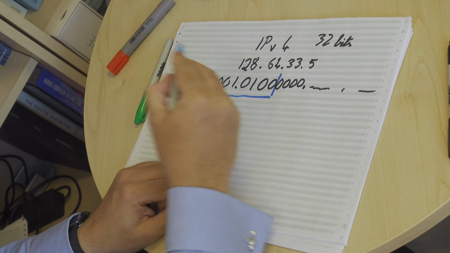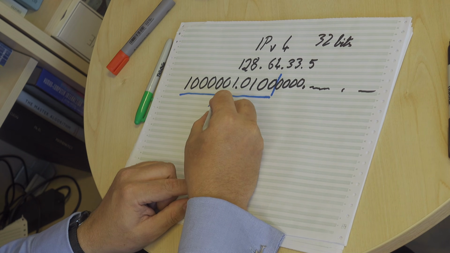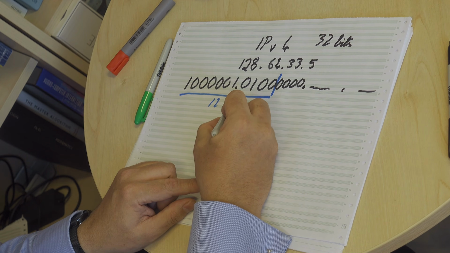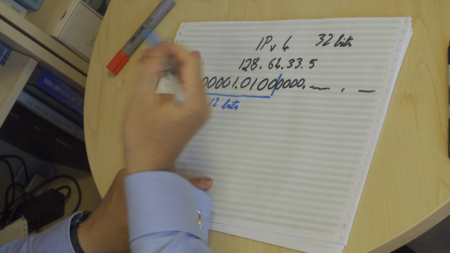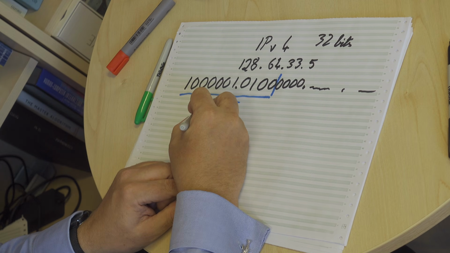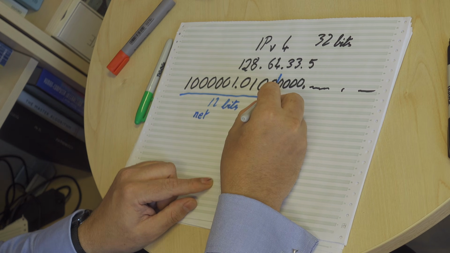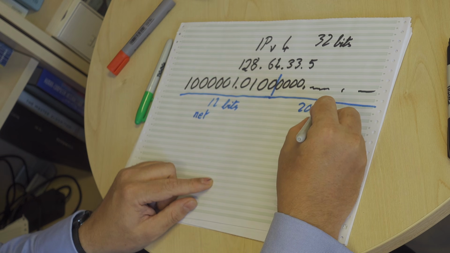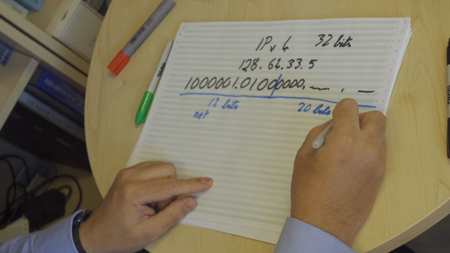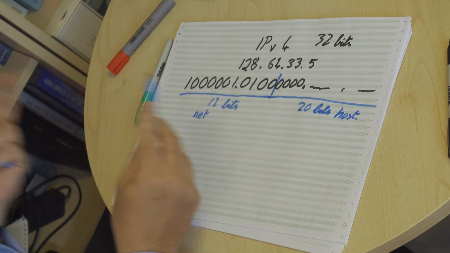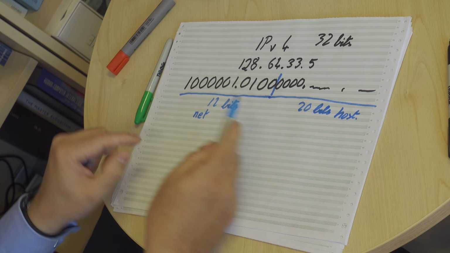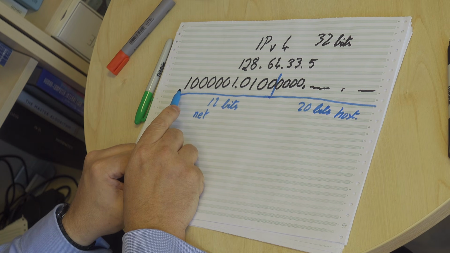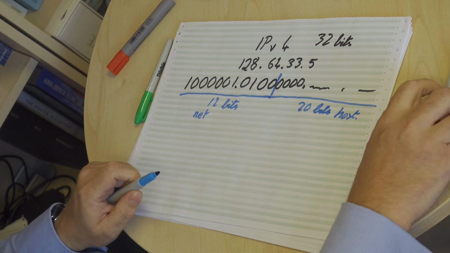And we're saying these first 12 bits, if my counting is good, are the network part, and these 20 bits are the host part. So everything on the planet that begins with this, why have I got a 1 there?